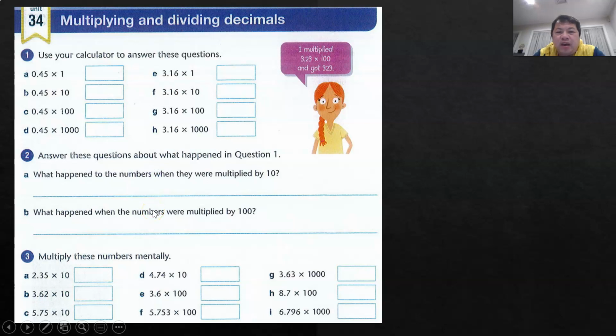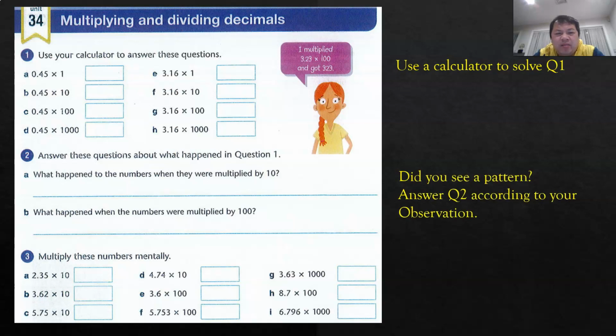I'm sure most of us are aware of what we need to do when we multiply a decimal by 1, by 10, by 100, by 1,000. In fact, I think the book is making it very easy for you by just using a calculator. You solve question one, and after that, they say, do you see a pattern? What happened to the numbers when they are multiplied by 10? I want you to use your own words to explain what happens to the decimal when you multiply by 10 and then by 100, and 1,000.